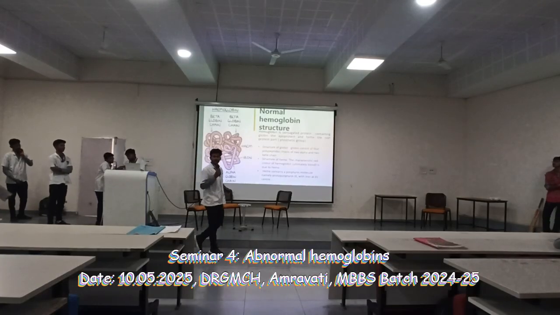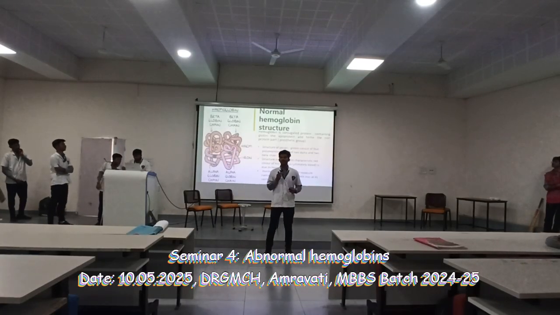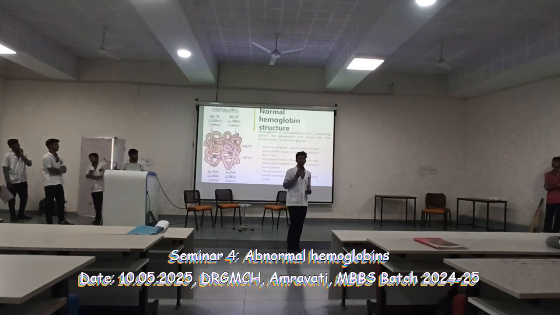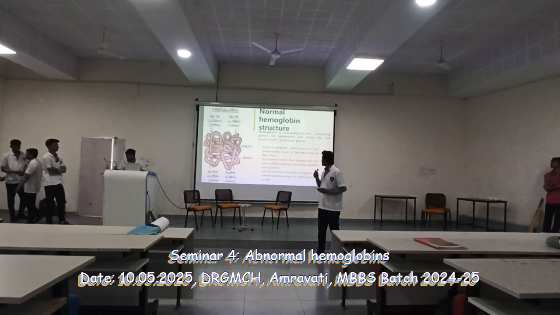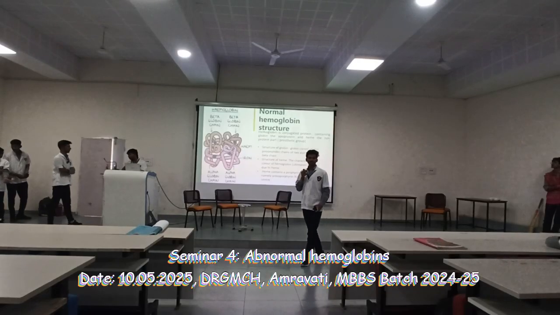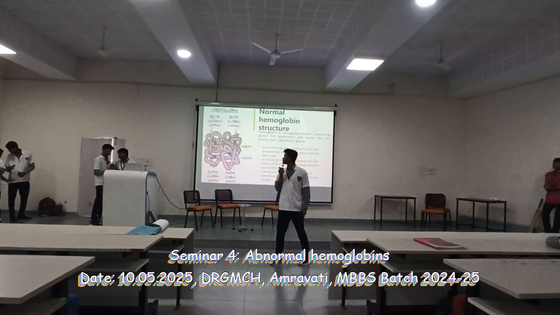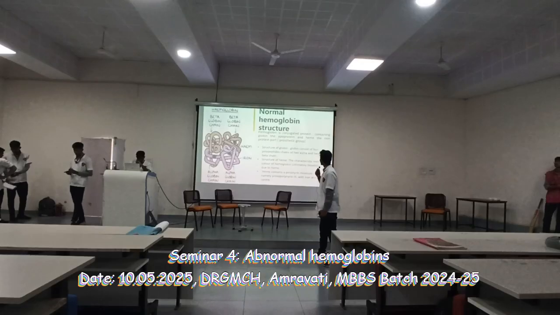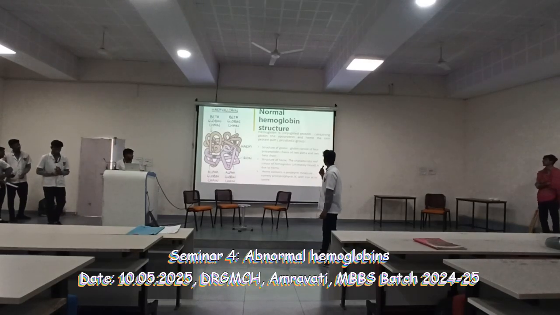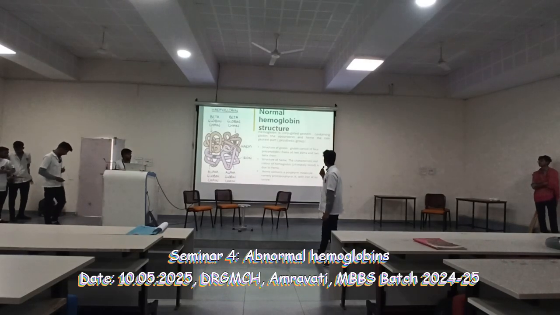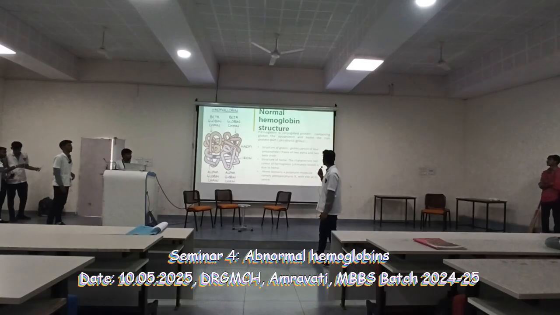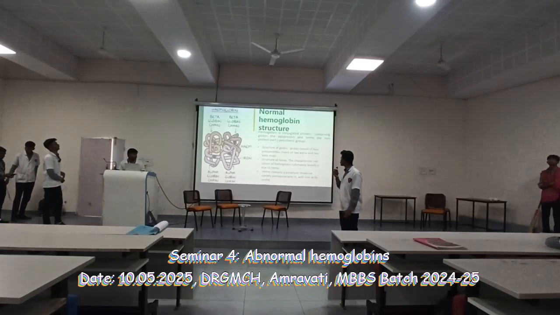To understand the abnormalities in hemoglobin, let us understand the normal structure of hemoglobin, so that we can understand what abnormalities or mutations occur in the structure. Normal hemoglobin is a conjugate protein, with globin as the apoprotein and a non-proteinous part, the prosthetic group.